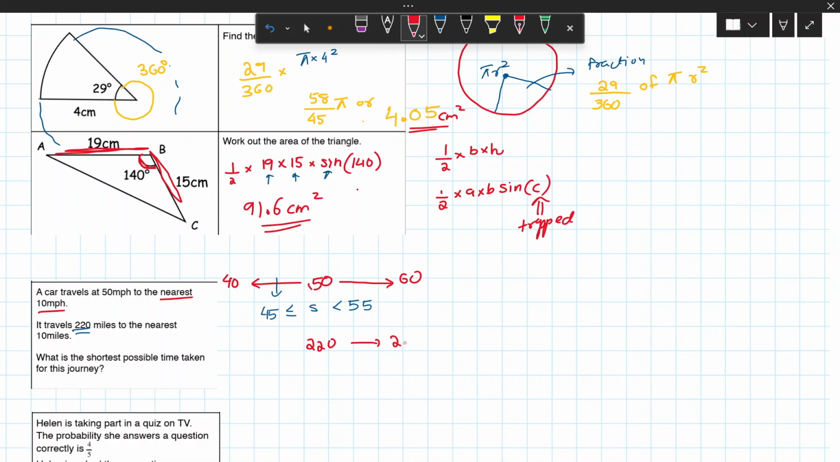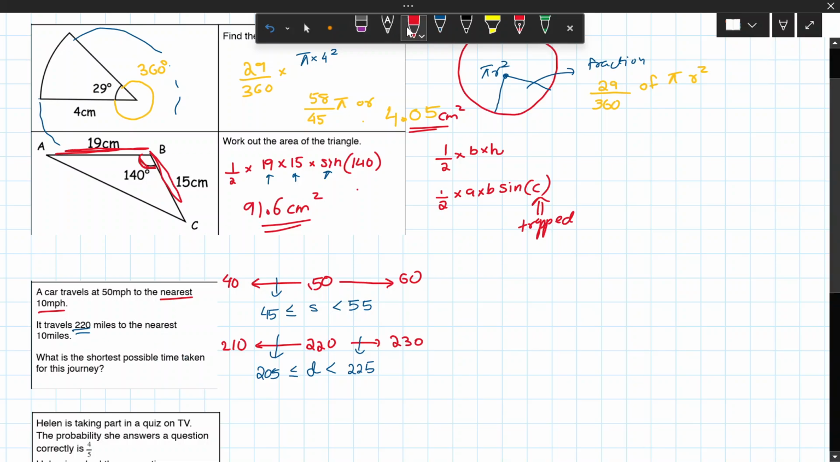So that's 230. This would be 210. But the error intervals are not the extremes, they are halfway of those. So that's 205 less than or equal to the distance less than 225. Okay, what is the shortest possible time?